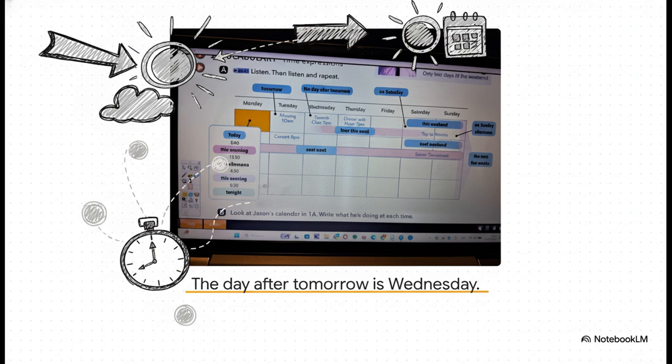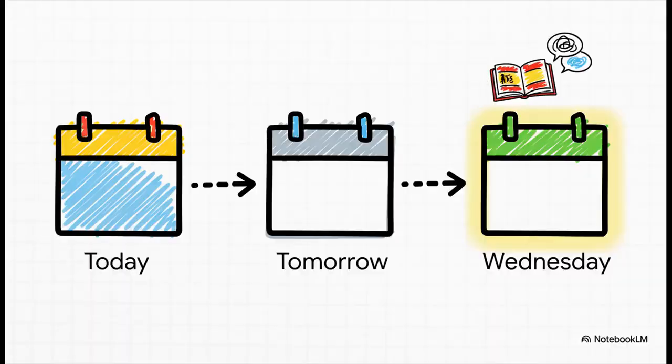Okay, so what about Wednesday? It's not today, and it's not tomorrow. So what do we call it? Well, English has a very specific, kind of fun phrase for this. The day after tomorrow. And look, Jason's calendar gives us a perfect example. His Spanish class is on Wednesday. So if he's talking to someone on Monday, he can say, my Spanish class is the day after tomorrow, and they'll know exactly when he needs to be ready.